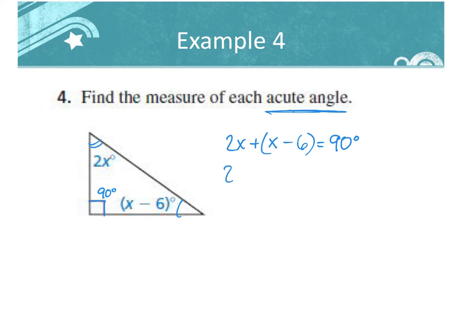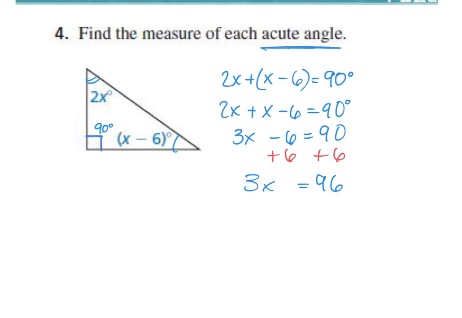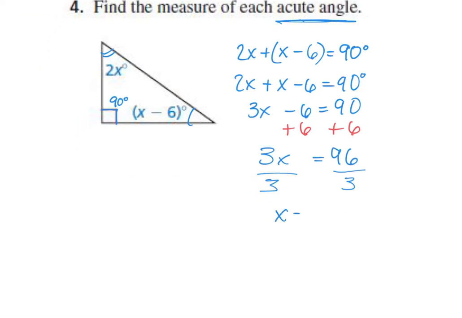From here, we've got 2x plus x minus 6 equals 90. You can just get rid of those parentheses, and we're going to add 2x and x. We're going to get 3x minus 6 equals 90. Then you can add 6 to both sides. You would get 3x equals 96. Divide by 3, and you would get x equals 32.